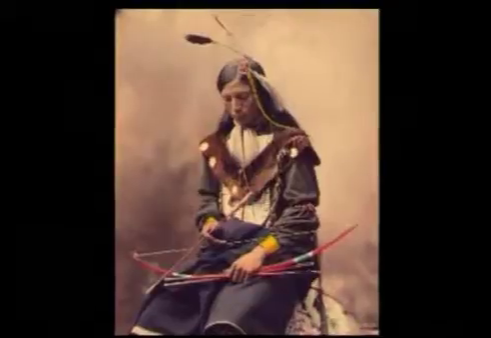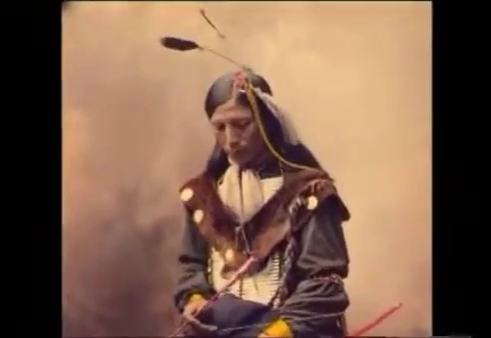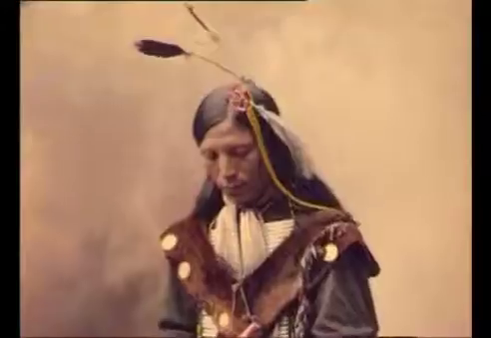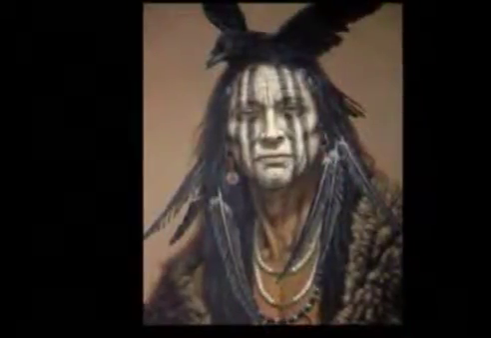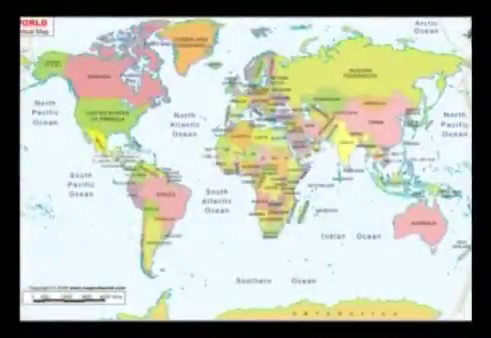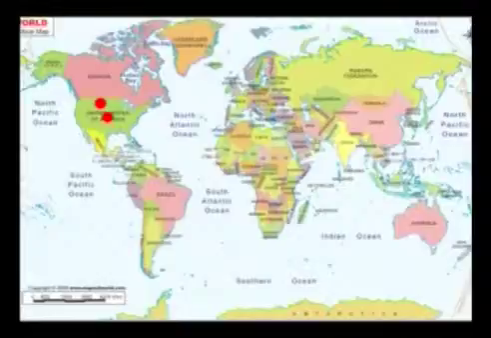Number four, the American Indians or the Amerindians. The Amerindians are predominantly Mongoloid with elements of Caucasoid and so also Negroids, as well as Australoid elements. They are distributed in different parts of North, Central and South America.